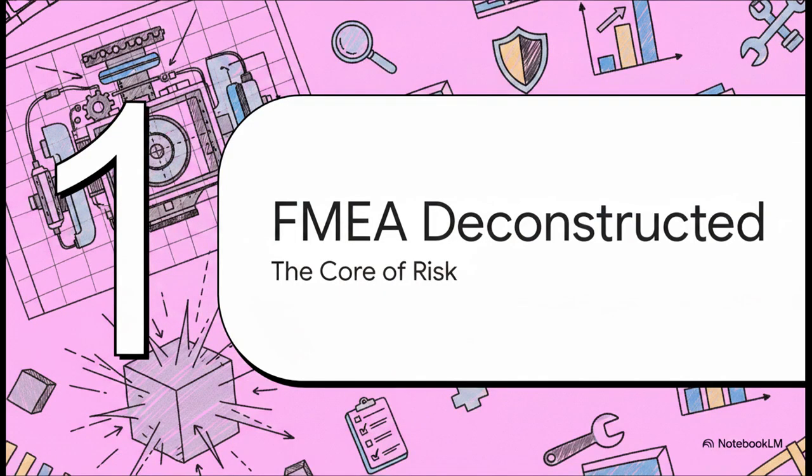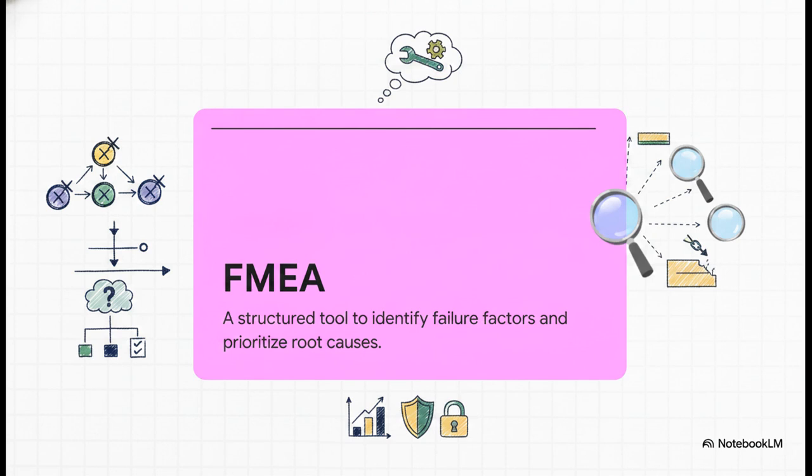Part 1. The core of the FMEA deconstructed. This brings us to our primary defense mechanism, the failure mode and effect analysis, or FMEA. This explainer defines it as a structured tool used specifically to identify potential failure factors within a process. It's an absolute cornerstone of the analyze and improve phases of any project.